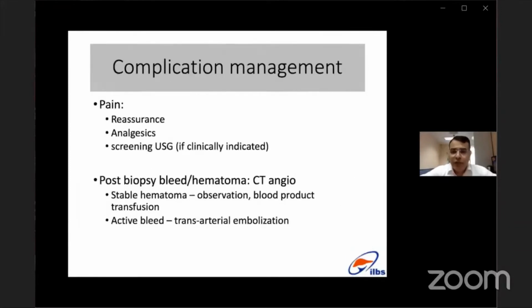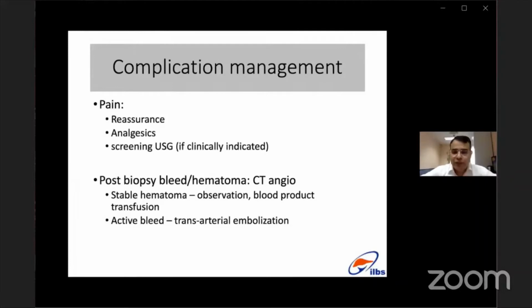So how do we manage the complications? If the patient presents with pain, mostly it is reassurance. If pain still persists, then the patient may be given analgesics. And despite analgesics, if the patient complains of pain, then ultrasound screening is indicated to look for any other complications. If there is any hematoma which is seen on ultrasound, a CT angio should be done.